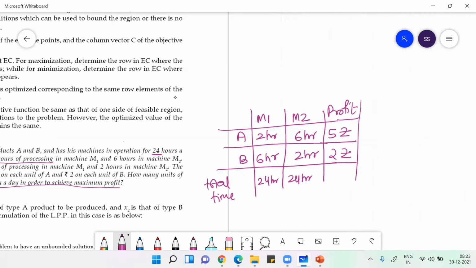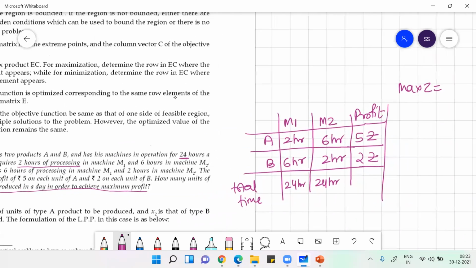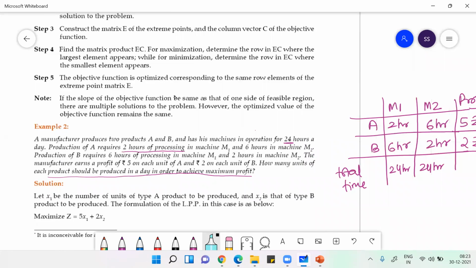So same way, guys. Again, my decision variable will be: let x1 be the number of units of product A which will be produced in a day. All the data here is about a day, so the time constraint is per day. Let x2 be the number of units of product B which is manufactured by the machine in a day.